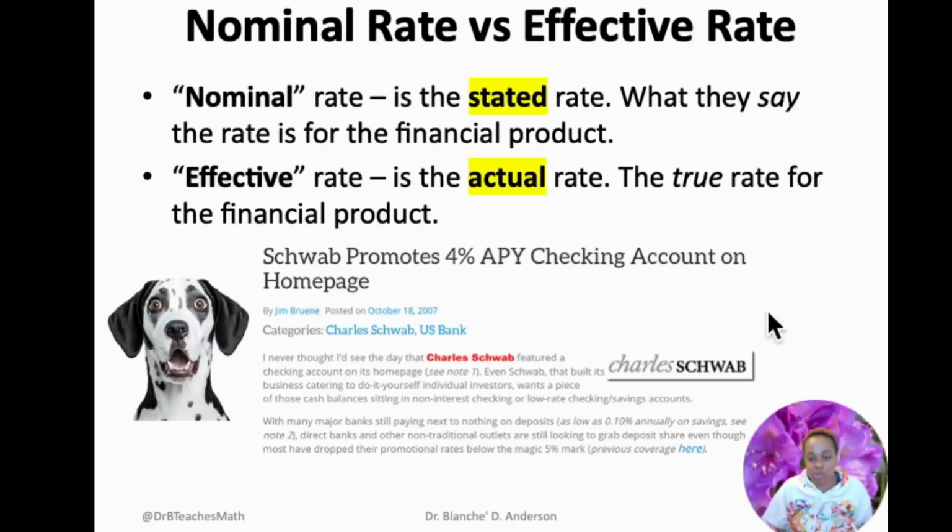Okay. Now there's more details to this. Obviously, is it a certain deposit amount? Do you have to have a certain balance? There's more details in that, but that's just what I wanted to show you, that the nominal rate is what they state you're getting, and then the effective rate is what you actually get. Okay.